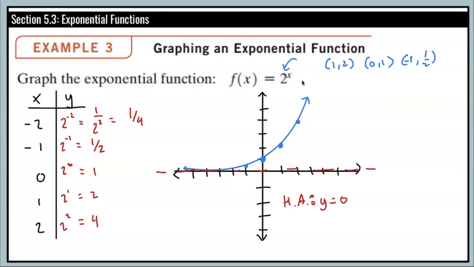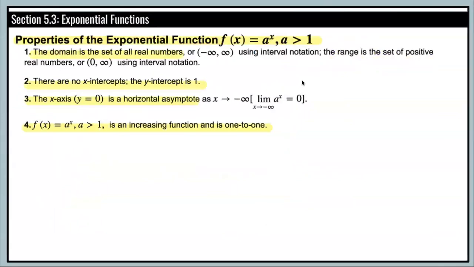Okay. Next up, I want you guys to write down these properties. I'm going to take a moment and pause. The properties of exponential functions are that the domain is always all real numbers. There are no x-intercepts, but the y-intercept is usually 1. The x-axis, aka y equals 0, is a horizontal asymptote, and the graph is increasing and 1 to 1 the whole time.